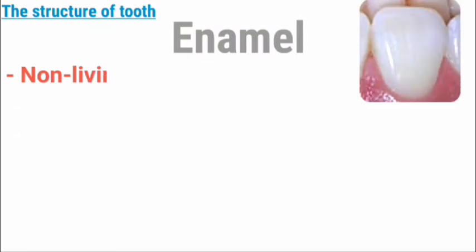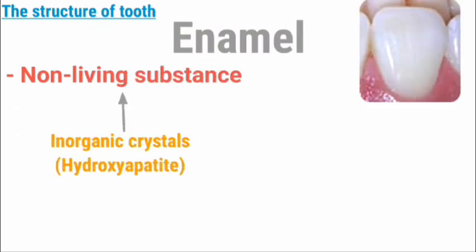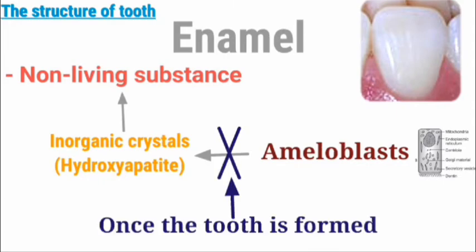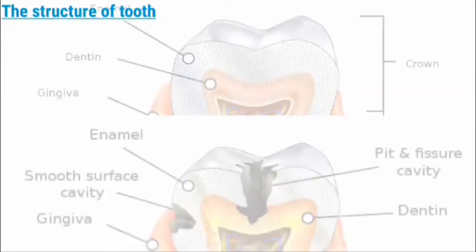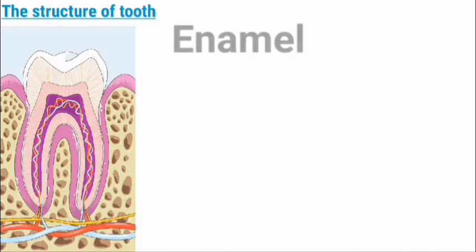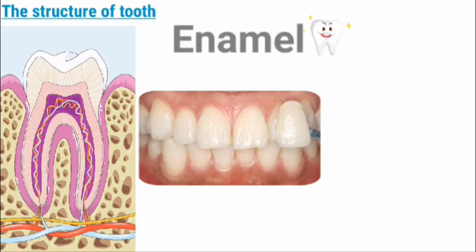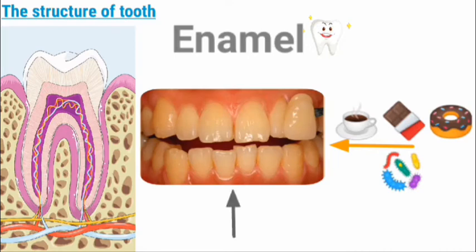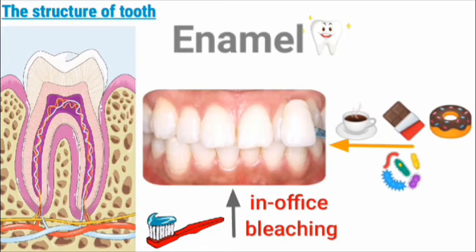It is a non-living substance consisting mainly of inorganic crystals called hydroxyapatite, and it is produced by cells called ameloblasts when developing. The production seems to stop when the whole tooth is formed, meaning once you lose enamel due to bacterial damage or cavities, it cannot be reproduced. As it is the outermost layer, it becomes exposed to many stains like coffee or bacteria and becomes discolored. This can be removed by brushing or by in-office bleaching.